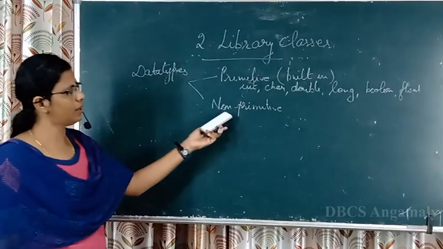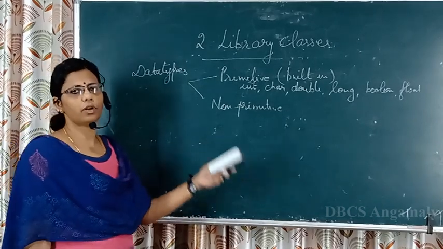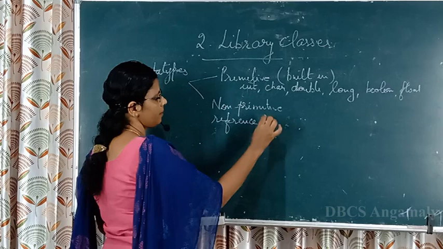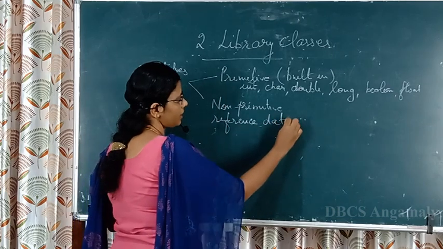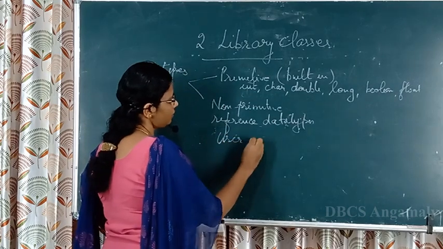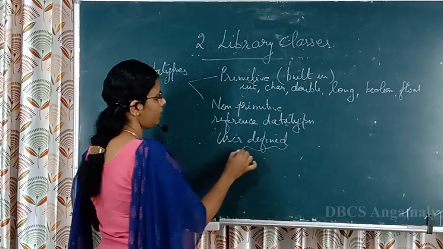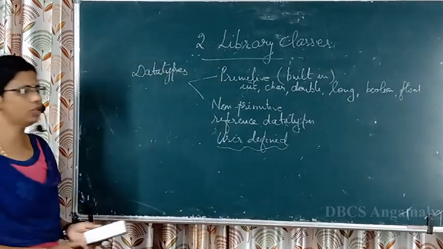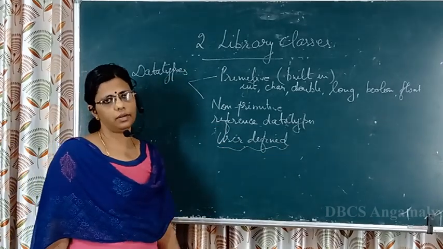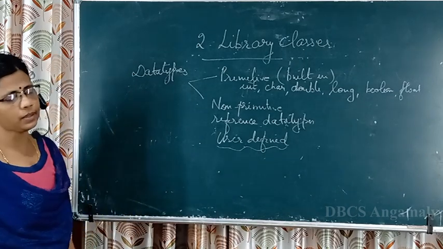Non-primitive data types, they are not built in. We use them for our reference. So we call them reference data types. Or you also call them user-defined data types. So I hope with the name here we understand what this non-primitive data type is. They are user-defined. Now, what is the need for these non-primitive data types?